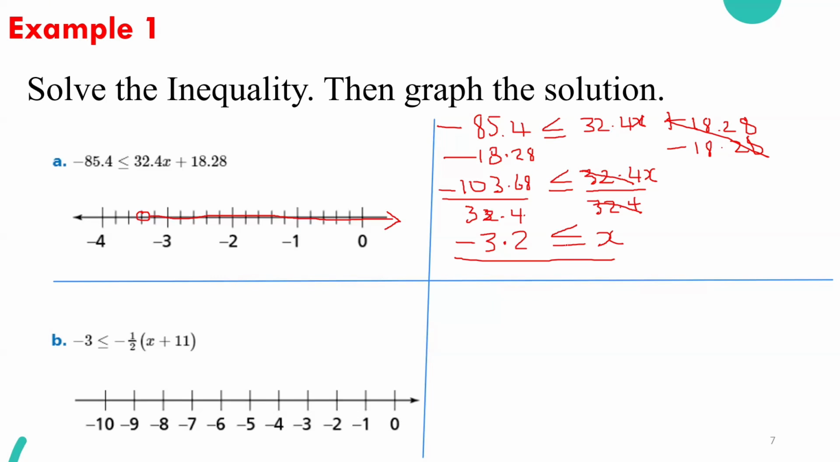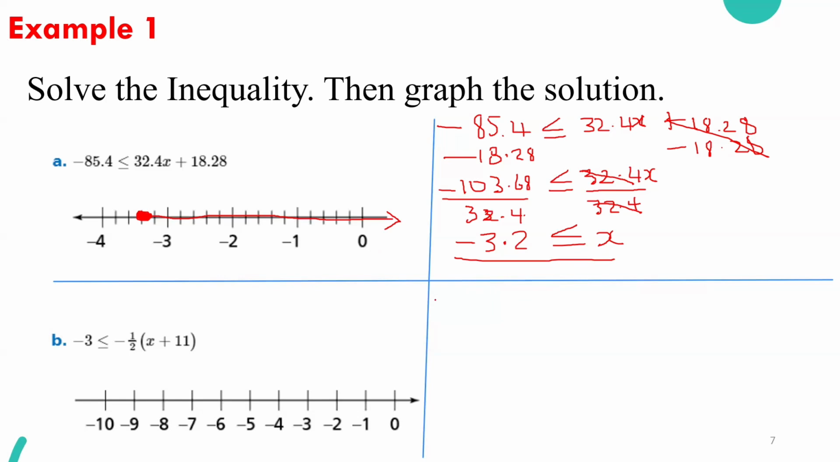It means equal to. To represent that on the number line, we shade the circle. This line here is saying that x is greater than or equal to negative 3.2. This means negative 3.2 is a part of the solution, and all the values greater than negative 3.2 are also a part of the solution. And that is how you solve and graph an inequality.